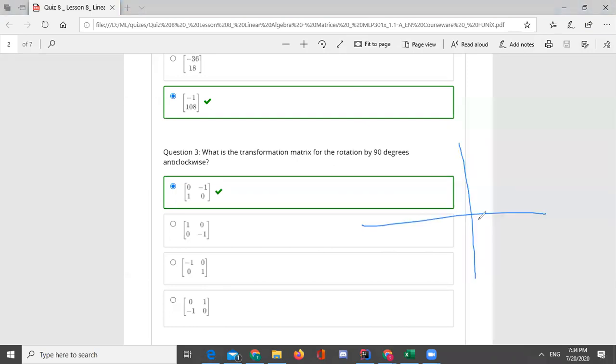So if we have this, and this point is 0 1, and this point is 1 0. If this point rotates 90 degrees, then it will be here. Then it will be minus 1 0. And this point will go here and become 0 1. Okay, 0 1.